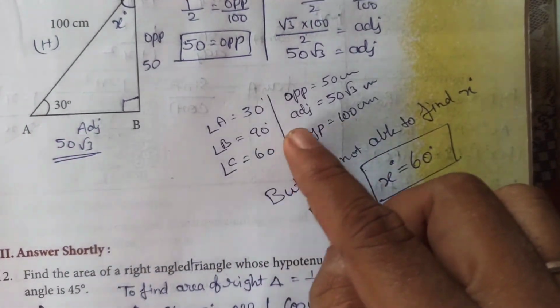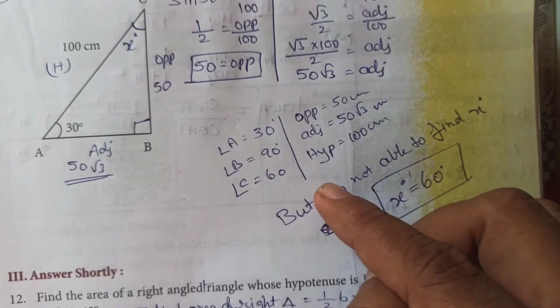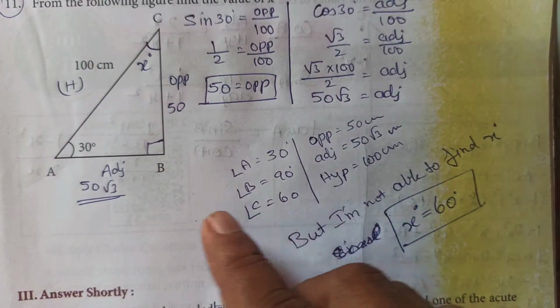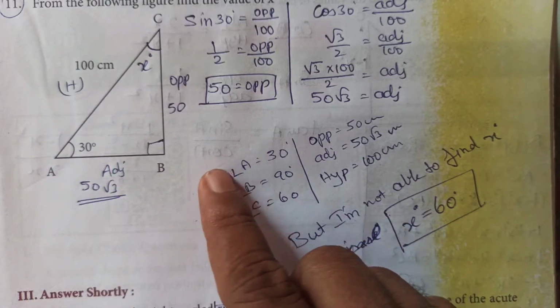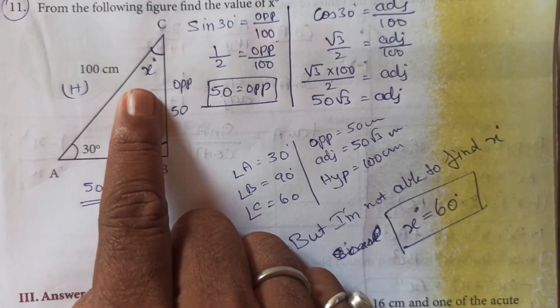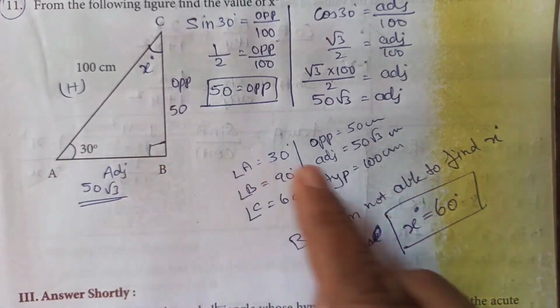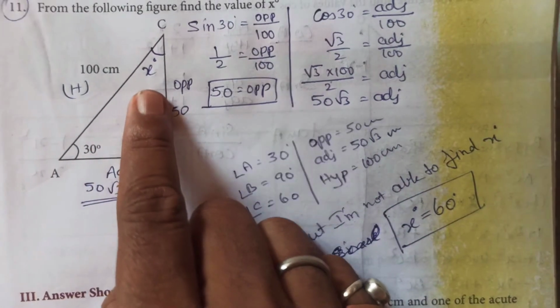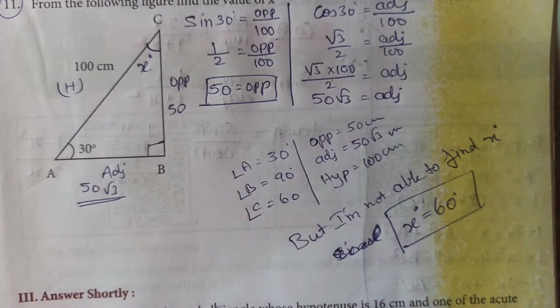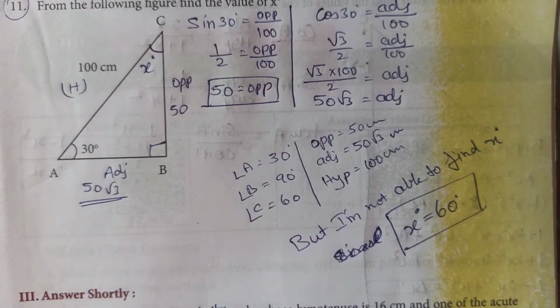After this we find the value of x, because x is not given in the diagram. So I place the x. As I place the x, we get, this is 90 degree, this is 30 degree, so this has to be 60 degree. So x can be 60 degree. Okay, these are the values.